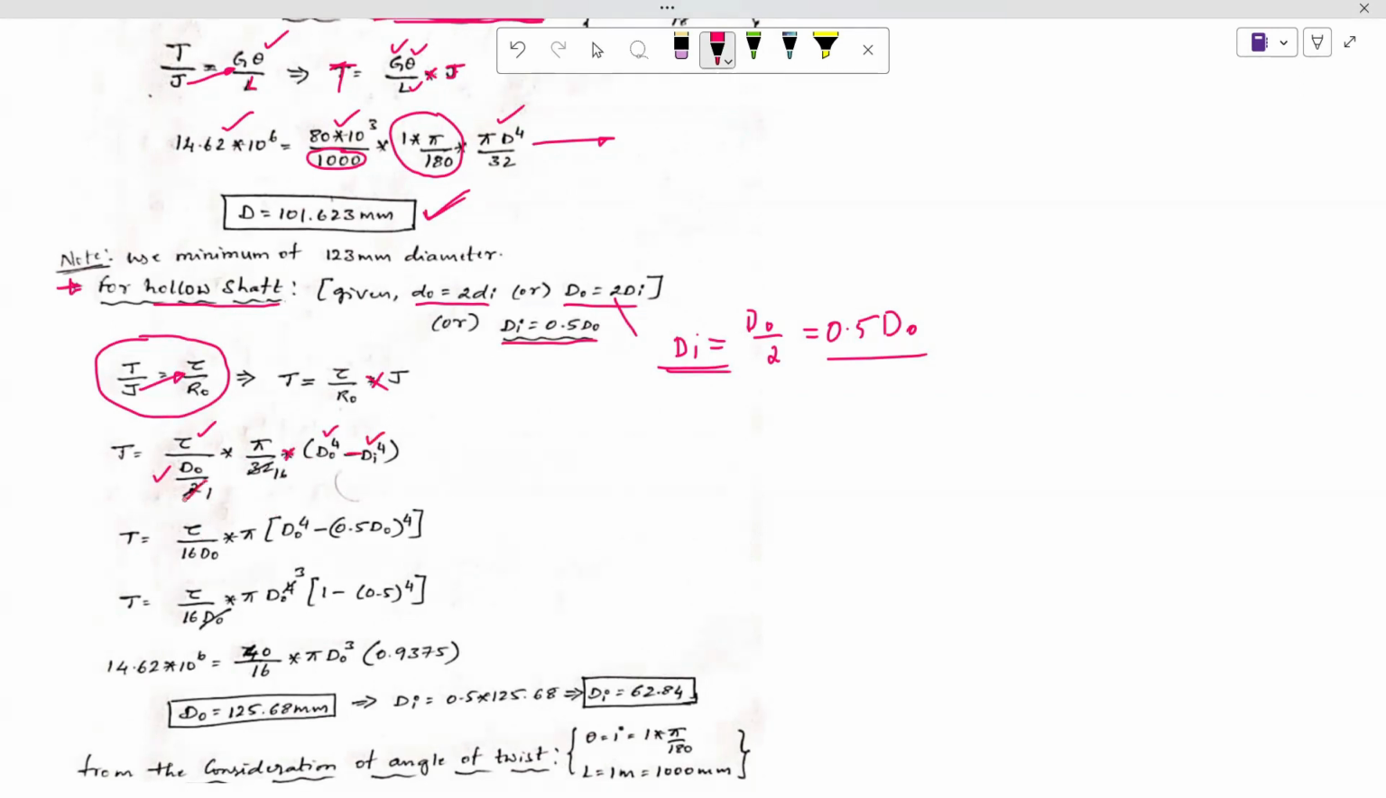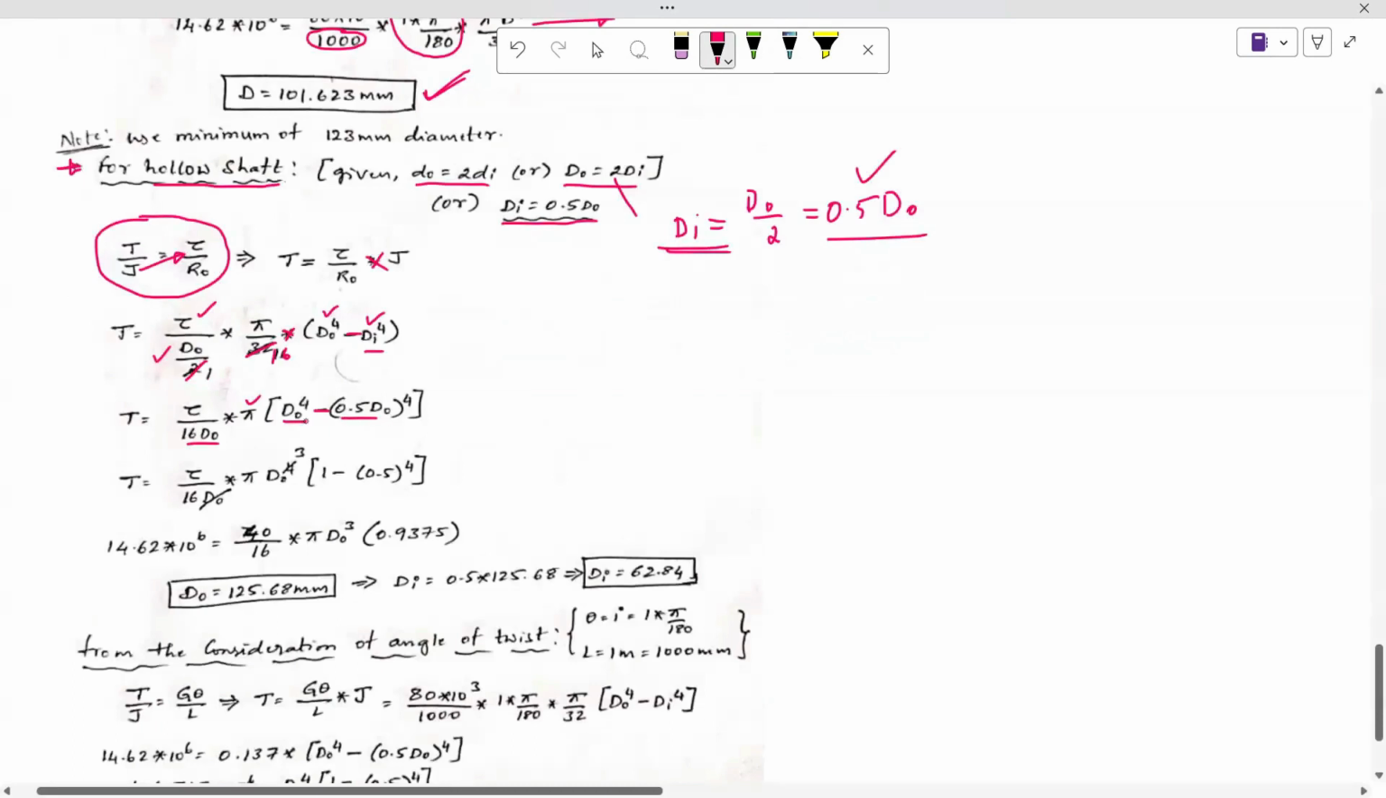So next, here 2 ones are 2, 16s are 32, will get cancelled. So let's see, tau divided by 16 times d naught multiplied by pi into d naught to the power of 4 minus di. I'm going to consider di as 0.5 times d naught. From this, I'm going to take d naught to the power of 4 as a common term, and here 1 d naught will get cancelled. The remaining term is d naught to the power of 3.